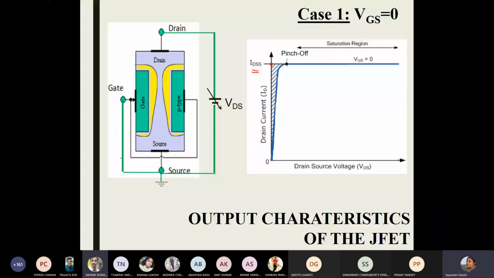Just opposite. Gate side is P, right? Gate side is P type. I want to apply a reverse bias. That means the gate terminal should be on the negative side of the battery. Clear?